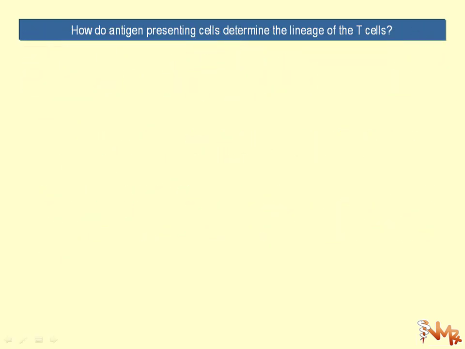How do antigen-presenting cells determine the lineage of the T cells? Of course, we have a variety of T cells, cytotoxic T cells, CD4 T cells. Now, the APCs, such as dendritic cells, only identify the patterns of the incoming invaders into the body. How do they pass along that information in the nearby lymph nodes to the T cells? And of course, for different types of bugs, we have to develop different types of T cells. For instance, in response to intracellular viruses, you need to have cytotoxic T lymphocytes.